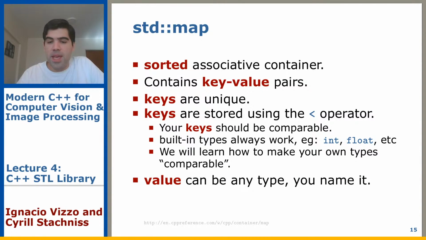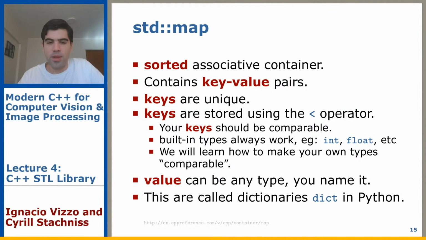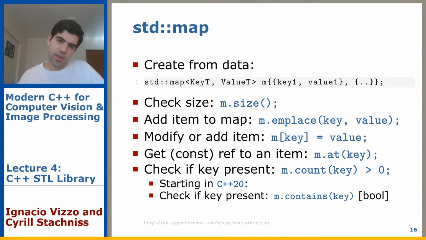And then the value can be any type, so you name it. It could be a pair of integers and bananas, integers and string, integers and ducks, so you name it. It's whatever you want. And this type of associative containers, they're usually called dictionaries as well as in Python. So this is the equivalent to a dictionary in Python.